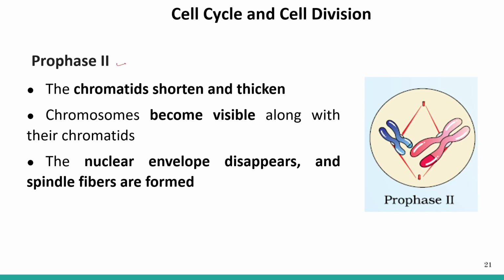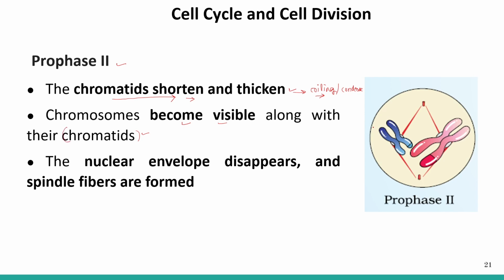Now, what happens during prophase 2? First of all, prophase 2 is shorter than prophase 1 and it is not subdivided into substages. The chromatids again start coiling, they shorten and thicken because of coiling, or you can say they condense. The chromosomes become visible along with their chromatids.